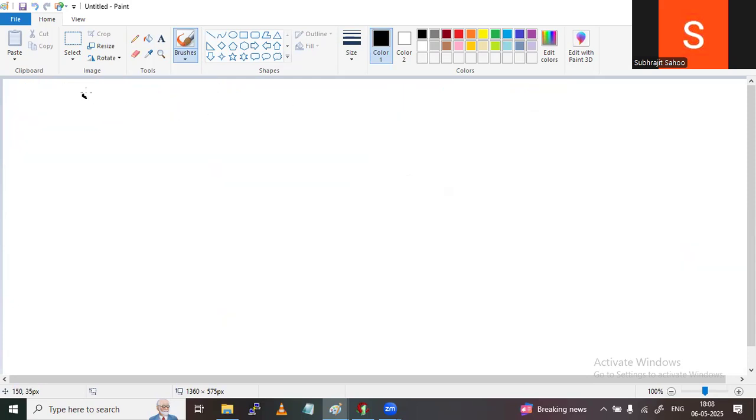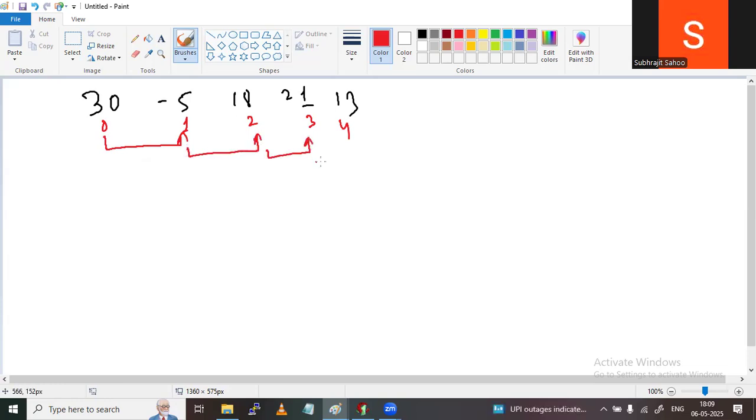The numbers are 30, minus 5, 18, 21, 13. This is my elements, right? Now what I have done, sir, observe carefully. This is index 0, 1, 2, 3, 4. Sir, I checked 0 with 1, 1 with 2, 2 with 3, and 3 with 4 in the first attempt.